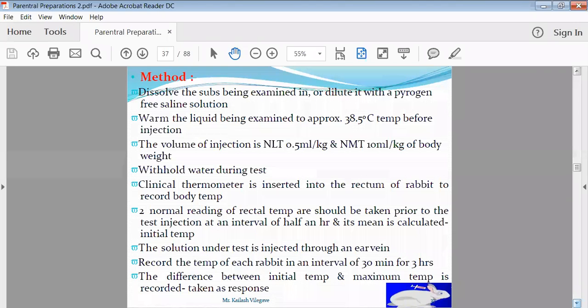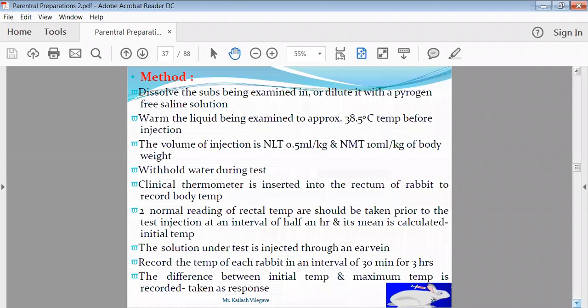Then we have to inject the quantity of that solution or product into the rabbit. The quantity should not be less than 0.5 ml per kg weight of the rabbit, and it should not be more than 10 ml per kg of the rabbit body weight. So this is the prescribed criterion for selecting the quantity for administration of the sample: not less than 0.5 ml and not more than 10 ml per kg of body weight of the rabbits.